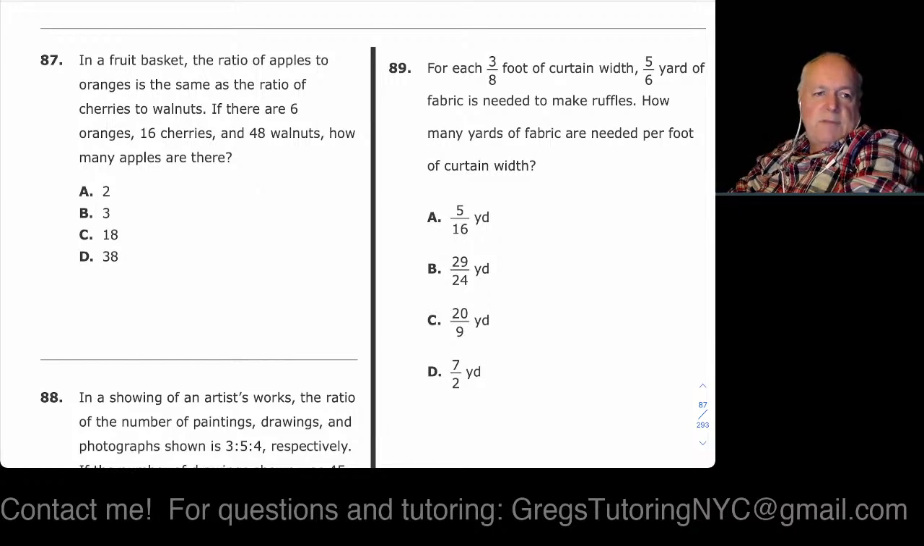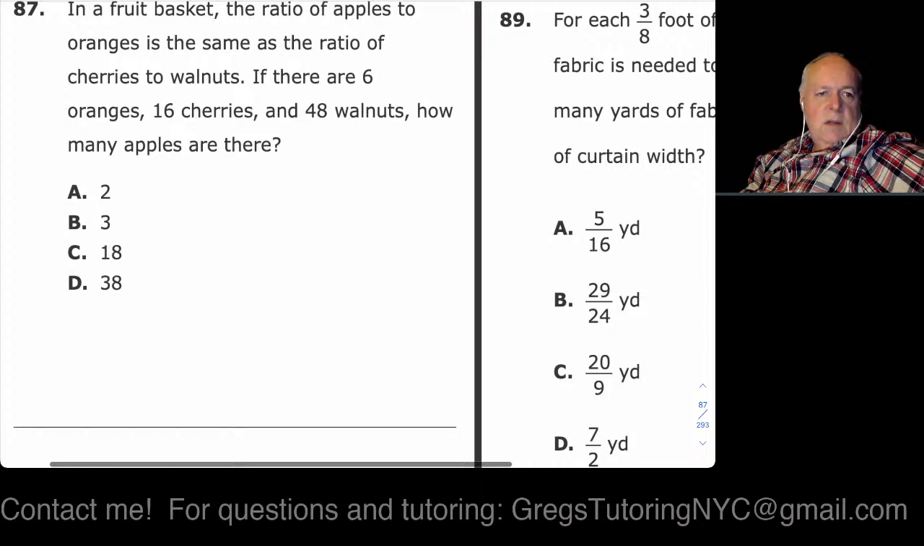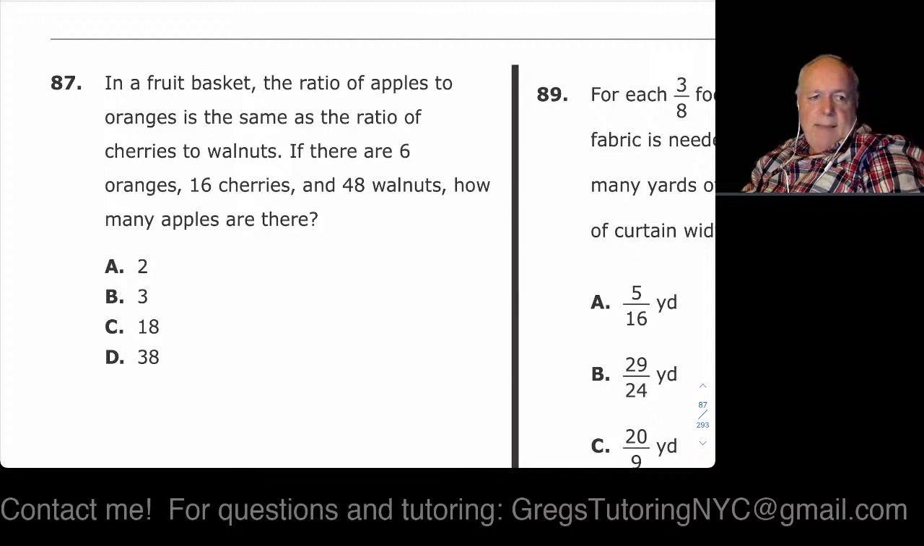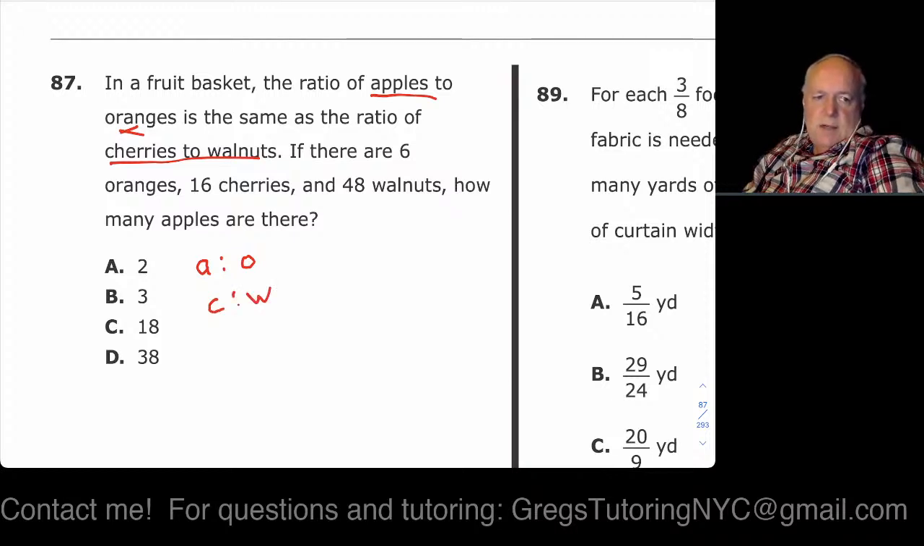Okay, so 87 is involving some ratio problems. So in a fruit basket, the ratio of apples to oranges is the same ratio as cherries to walnuts. Cherries to walnuts, right? So we're up to here. If there are 6 oranges, what I'm going to do is fill these out alongside here with the values they're giving in the ratios they're talking about, because they want to know how many apples there eventually are.